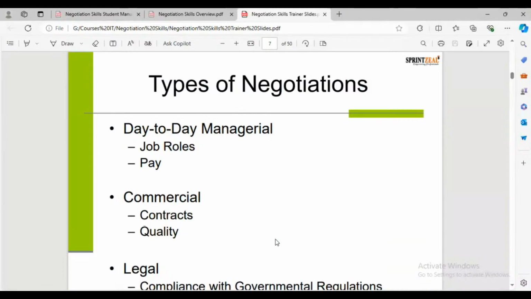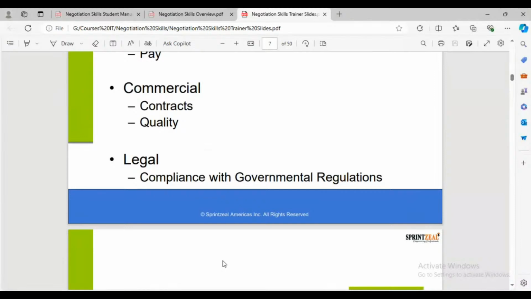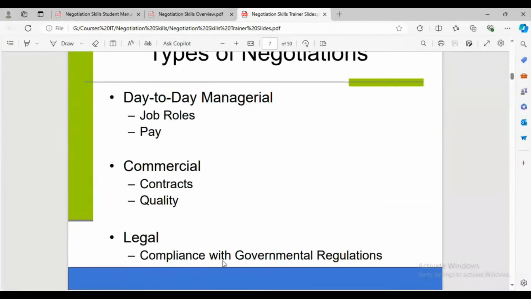In summary, negotiations are crucial at multiple levels to align interests across verticals, resolve conflicts, allocate resources optimally, and build relationships as well. Having strong negotiation skills contributes significantly to organizational success. Below are some simple examples of negotiation within companies that I have explained. In day-to-day managerial, we have job roles and pay. In commercial, we have contracts and quality. And we have legal, with compliance with governmental regulation. You can have more types of regulation. You can research on Google, and you will get lots of other examples.